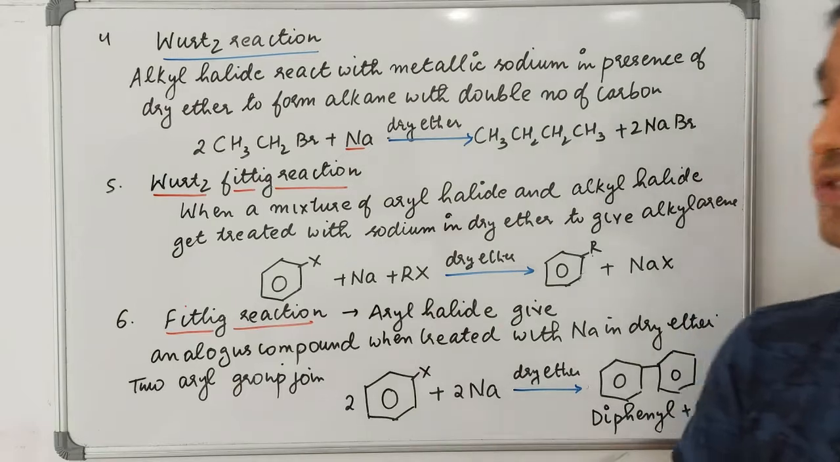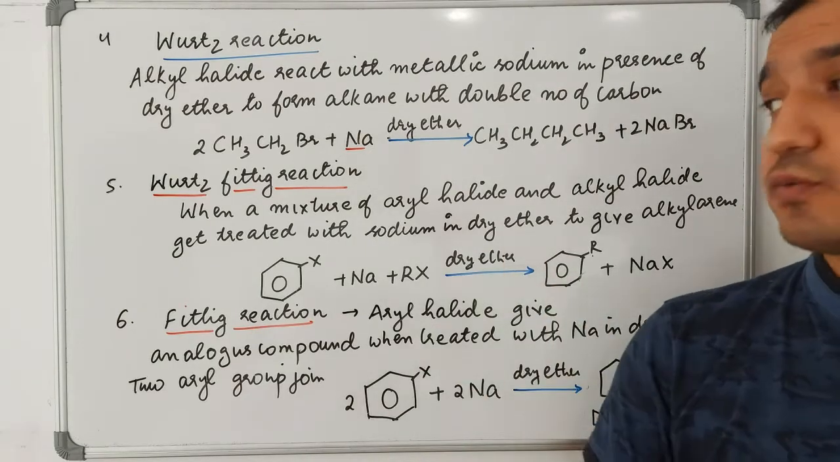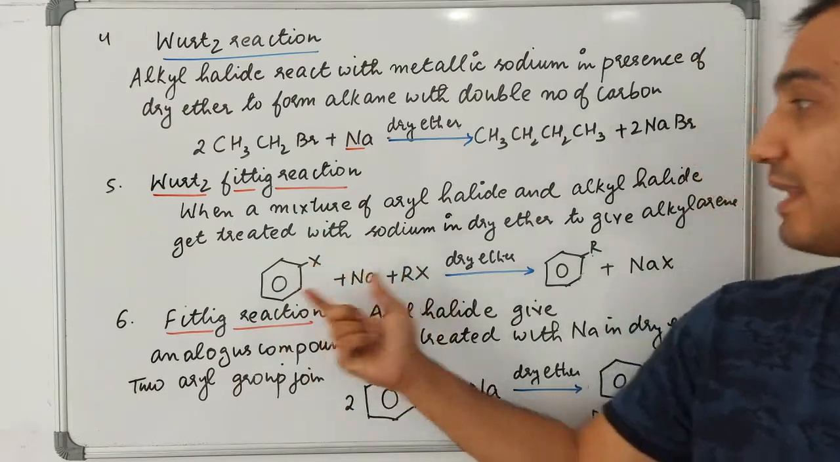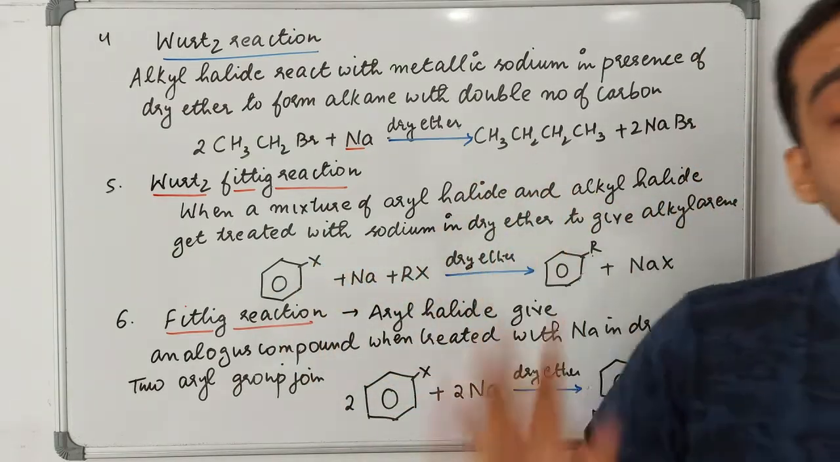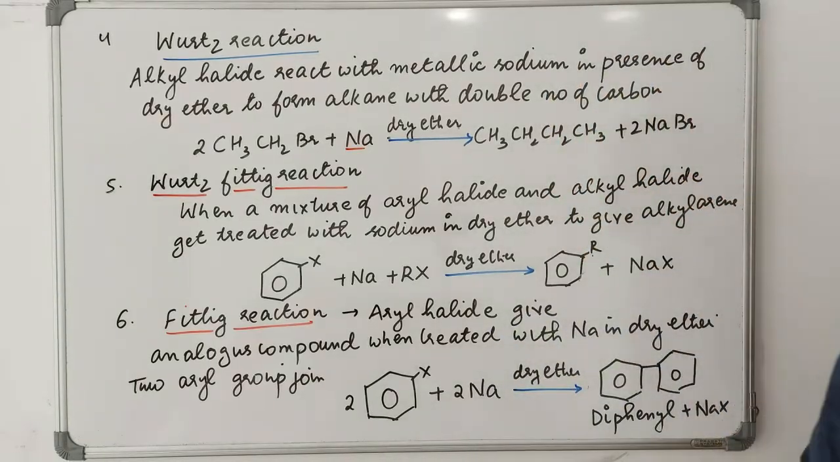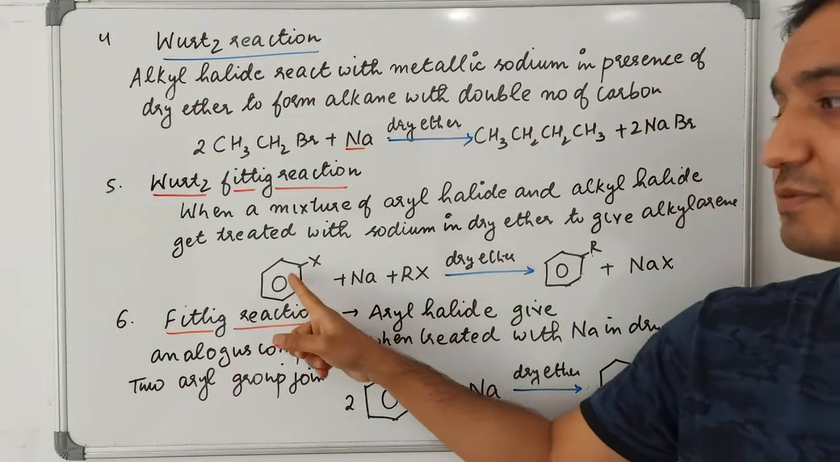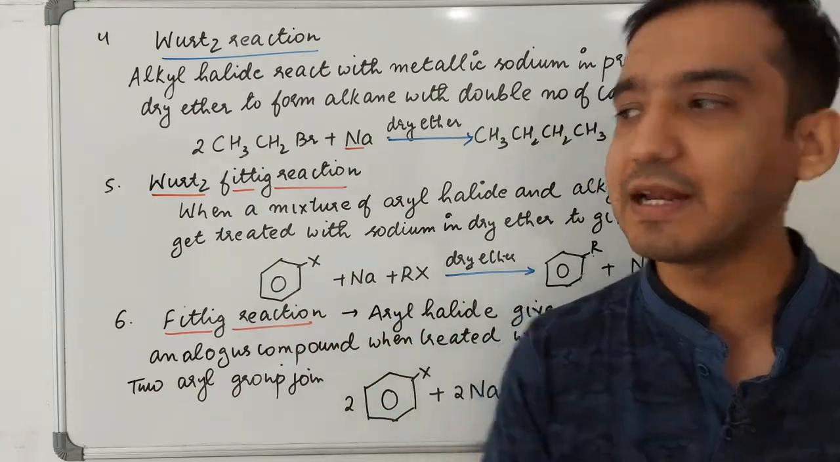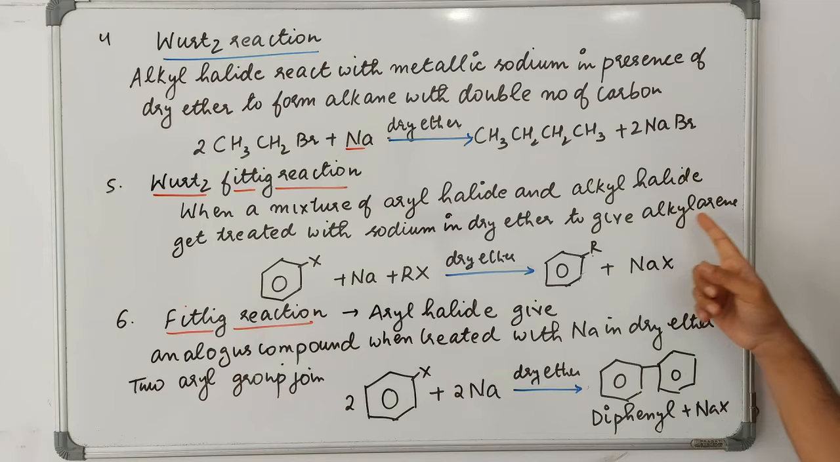Next reaction is the Wurtz-Fittig reaction. In this reaction, you take an aryl halide, a benzene halide, and an alkyl halide, and both are reacted with sodium in the presence of dry ether. What will happen? The alkyl group R and the benzene ring will get attached to each other. This aryl and alkyl group get attached, and you get an alkyl arene plus NaX.